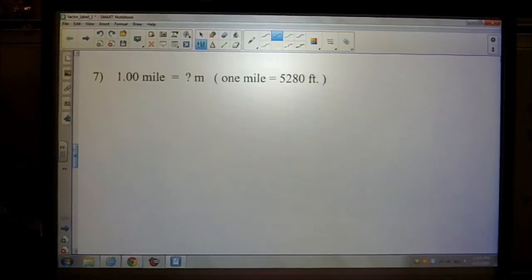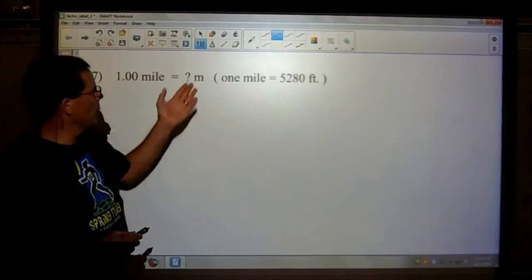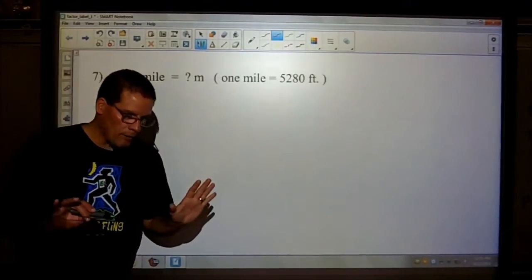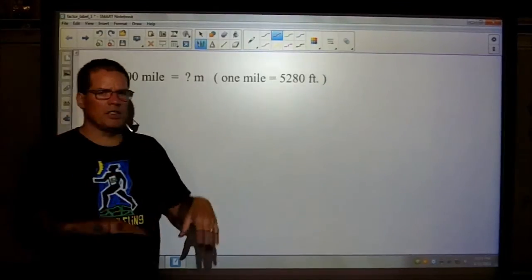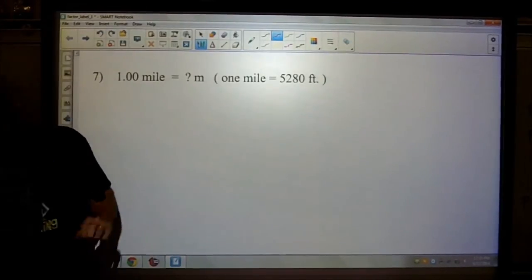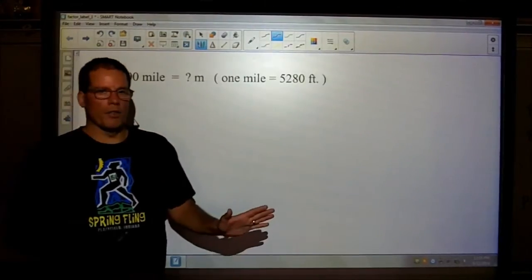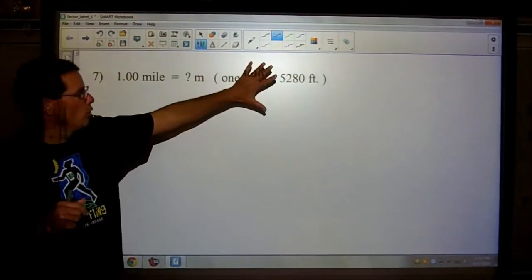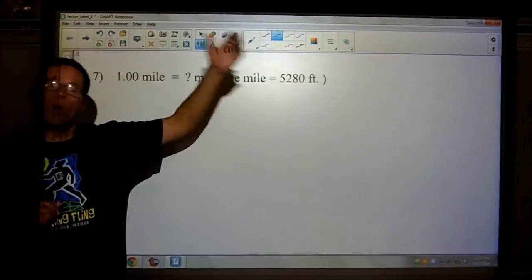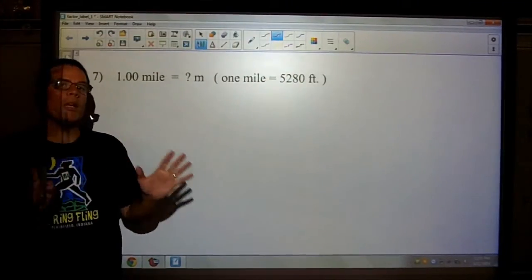All right, number 7. 1 mile equals how many meters? Now I know a lot of you run track, and you're like, that's easy. That's 1,600 meters. That's the metric mile. All right, that's not the true mile distance. So we want to use the conversions that we have at hand. Don't automatically just write an answer down. But it is a good ballpark.